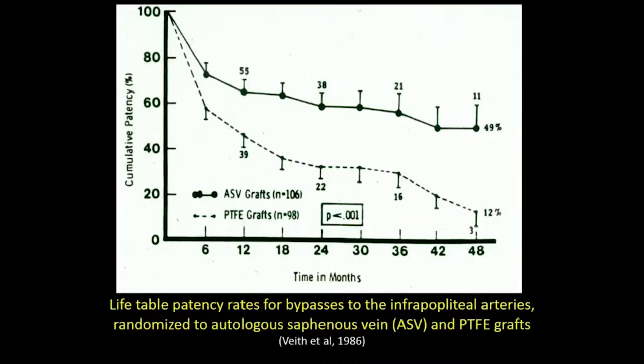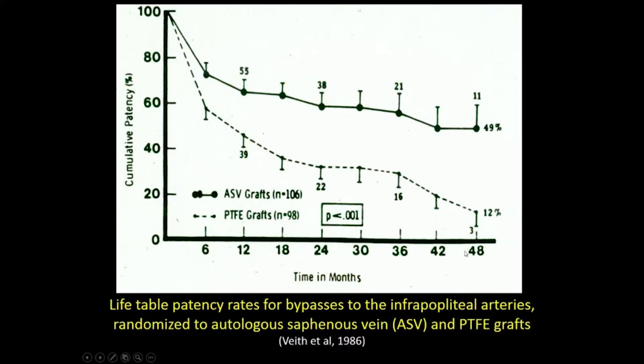We know that veins work a lot better than synthetic grafts, particularly to the arteries below the knee, which is a typical pattern in patients with diabetes. This is a slide I've been showing for my whole career. It's a 31-year-old slide that still, I think, are the best data we have on this issue. This is from three different centers, pooled their results of patients undergoing lower extremity bypass. These are for patients with bypasses to the arteries below the knee. And what they did is they compared the outcome. This is actually a randomized trial where they compared patients with great saphenous vein versus PTFE.